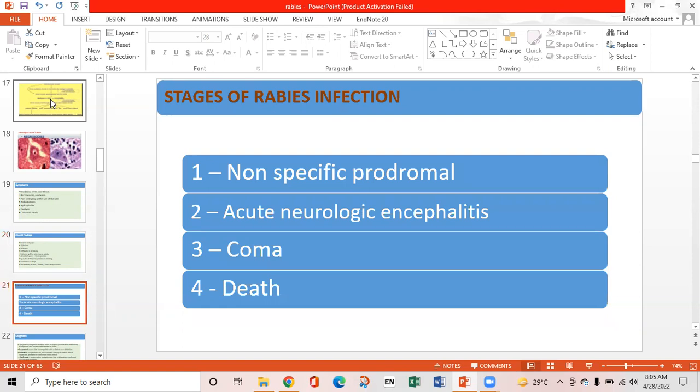There are four stages of rabies infection. First is the non-specific prodromal stage. Second, acute neurological encephalitis. Third is coma, and fourth, death.